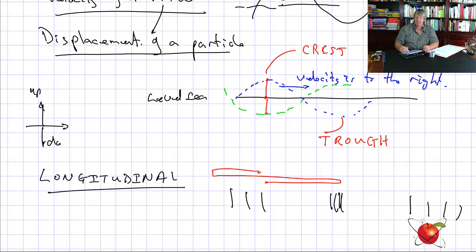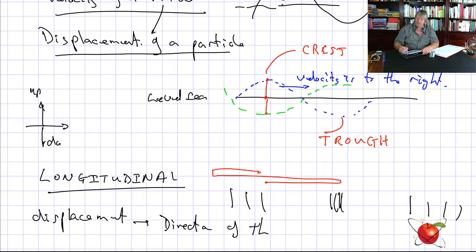Same thing, that's the same as an up, a down, and a back. It's just that in this case the displacement is in the direction of the wave, right? Because the wave is going this way, it's going that way down the spring. The displacement is in the direction of the wave. All right, let's look at some more terms.